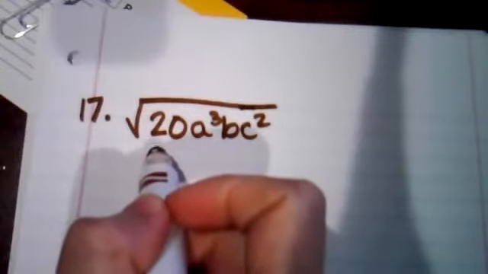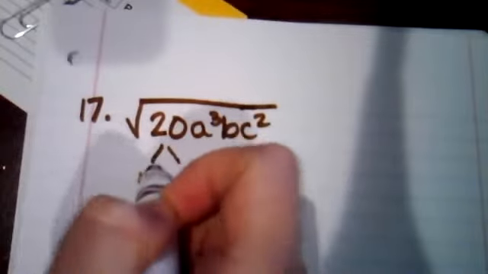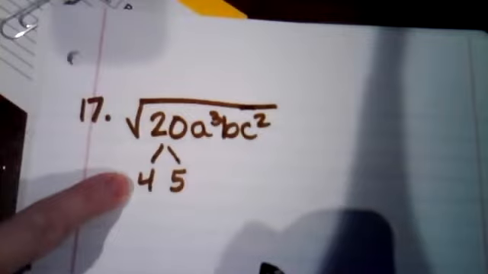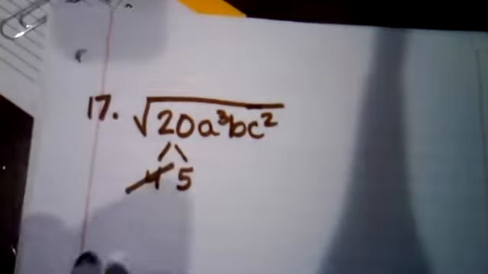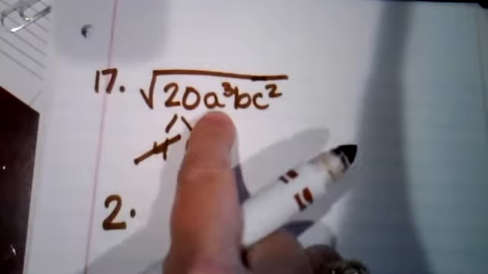So on this, we're looking for, is there a perfect square out of 20? Hopefully you thought of that 4. Okay. So we're going to pull out 2 as our answer. Okay. So we get rid of that 4. And so we're going to pull 2 out right here. Okay. Now let's go back to the a cubed.